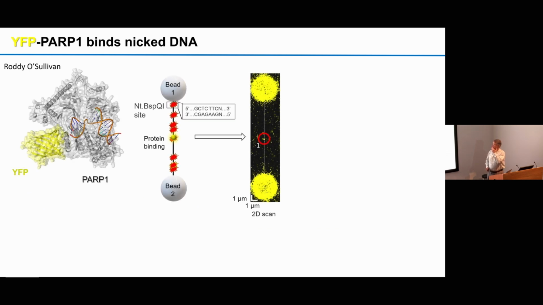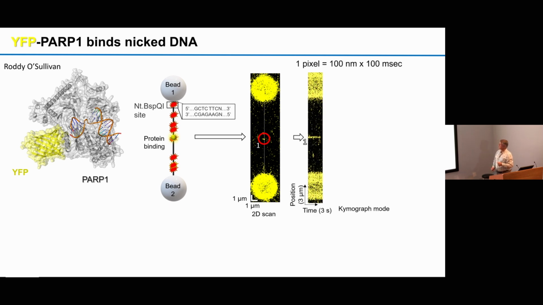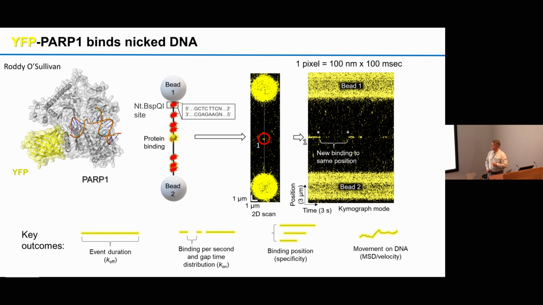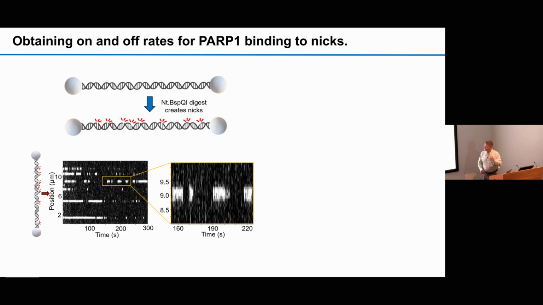What kind of information can you get? So we use a nickase, and as I said, there's 8 observable nicks in lambda, which is 48 kb. So you can get the dwell times, that gives you an idea of the off rate, the gap times, the on rates, and you can see the binding positions. Is it only binding to the nicks? And if it was moving, you could get diffusion constants. So Matt really loves this approach. Here's a typical chemograph. You can see it's sampling many of the nicks over time.